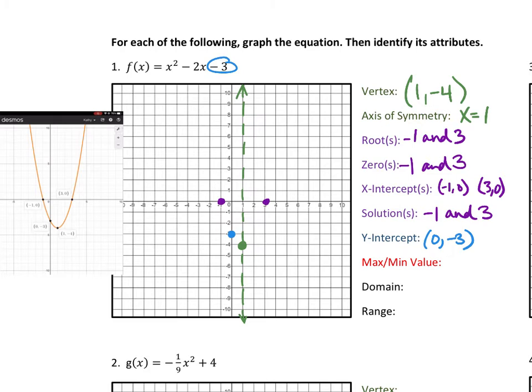Now I can graph my curve. Do my best here. Hey, that side's not too bad. Let's see if I can do it on this side. Not too shabby. There's a good parabola for you.